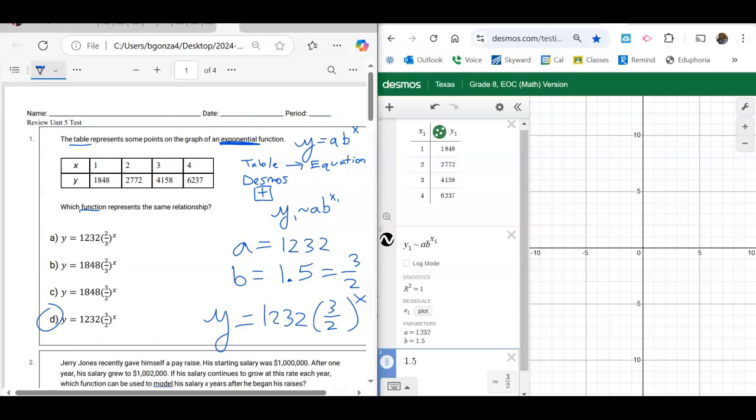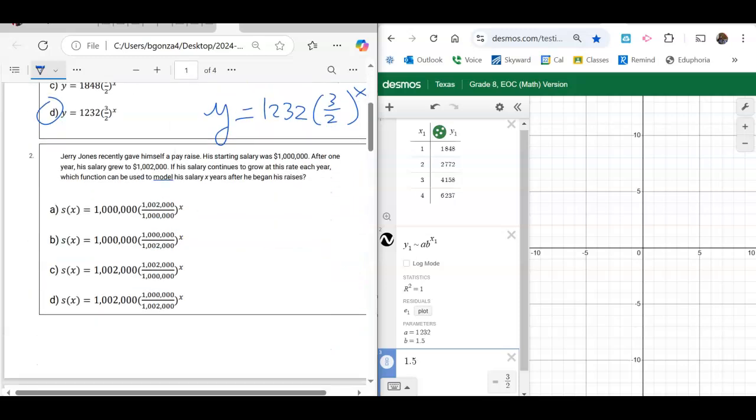Okay, so you've got to be able to take these tables, hit the plus sign on Desmos, type it in, y1 squiggle ab to the power of x1. Number 2, Jerry Jones recently gave himself a pay raise. His starting salary was $1 million.